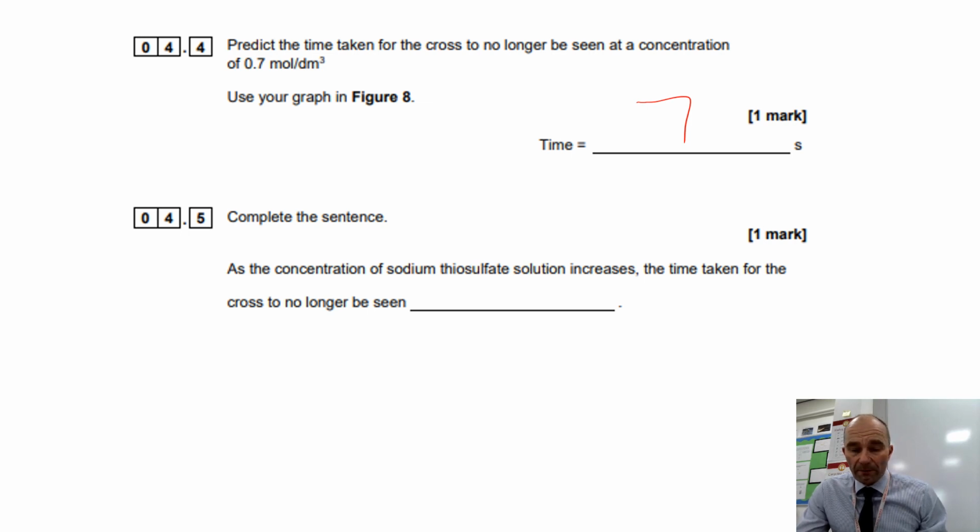You'd get the mark. And then 4.5, you've got to complete the sentence. So as the concentration of sodium thiosulfate solution increases, the time taken for the cross to no longer be seen goes down. So it means that that is decreasing, decreases or goes down.